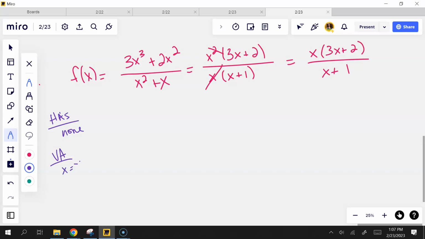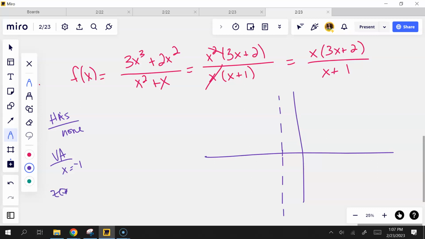-1. Why is it not 0? Because 0 is a hole? Why is 0 a hole? It canceled out top and bottom, so what made it 0 on the bottom? It would be when x is 0.